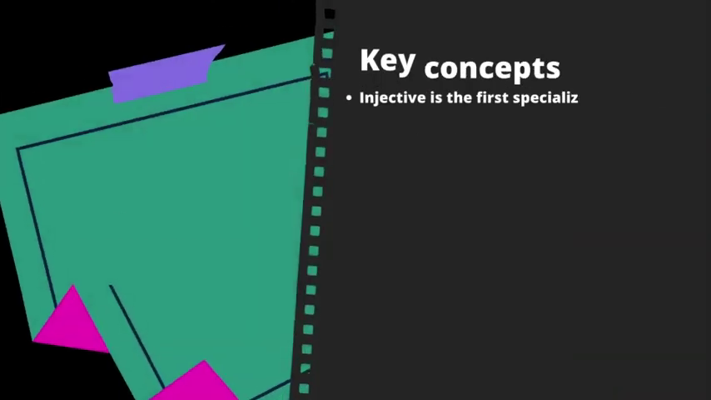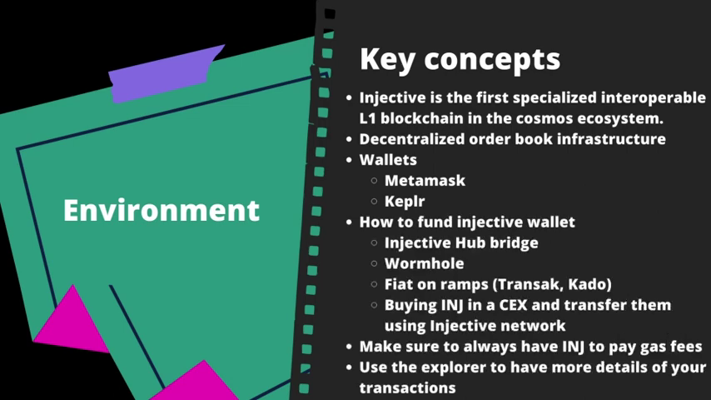Here are some key concepts that you probably want to know. Injective is the first specialized interoperable L1 blockchain in the Cosmos ecosystem. For me, one of the coolest features is the decentralized order book infrastructure in terms of trading. In terms of wallet, you can use MetaMask or Keplr, but you can try both of them. Those are the ones that I tried. I personally like the second one more than MetaMask because it lets me see my assets in the wallet. But it's up to you which one you want to use.